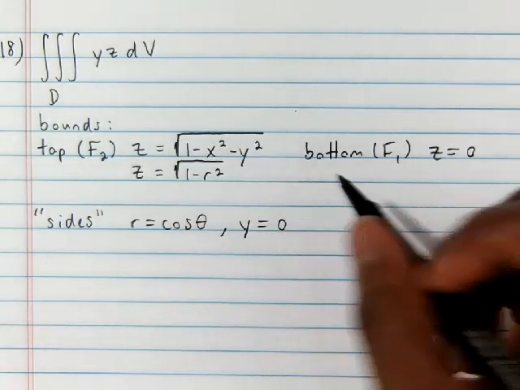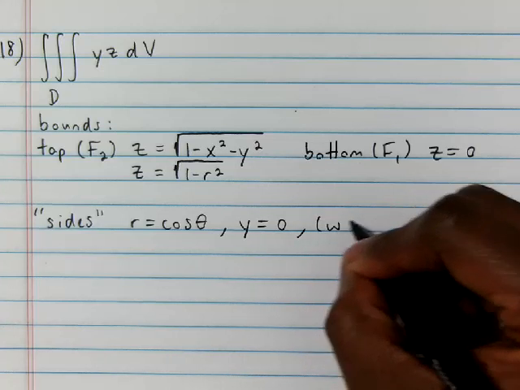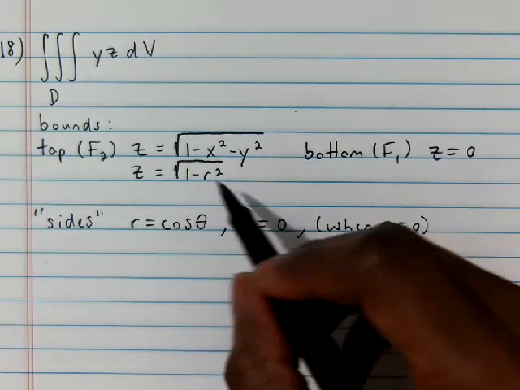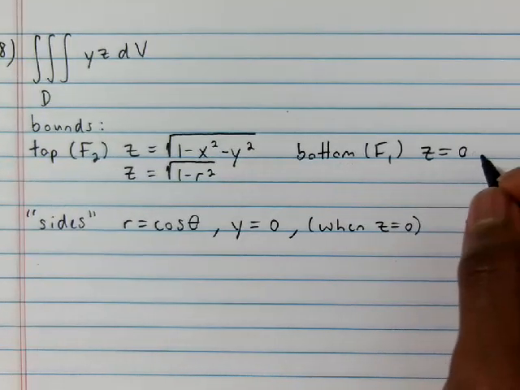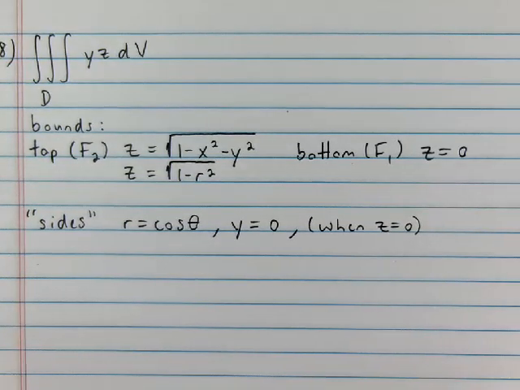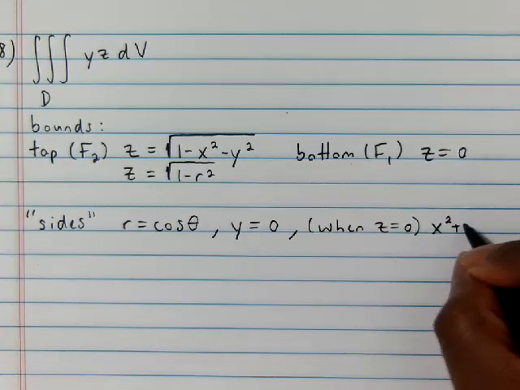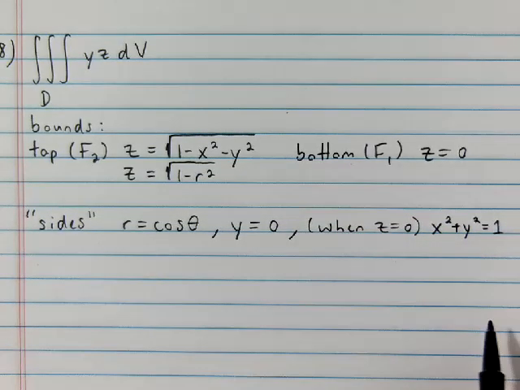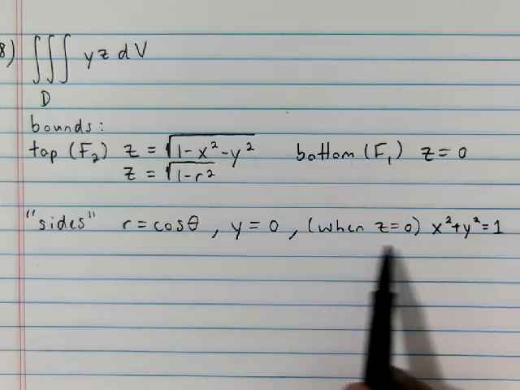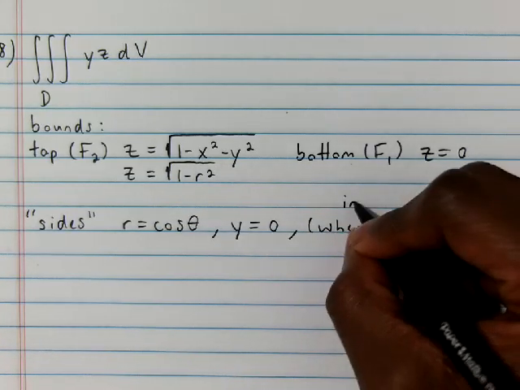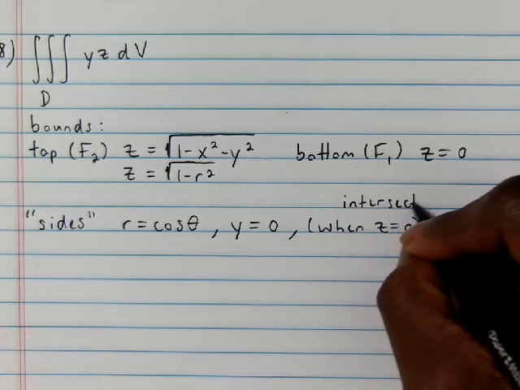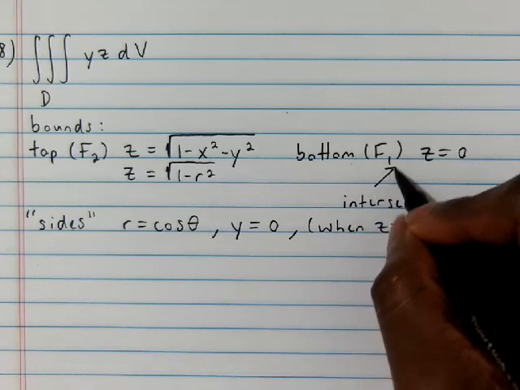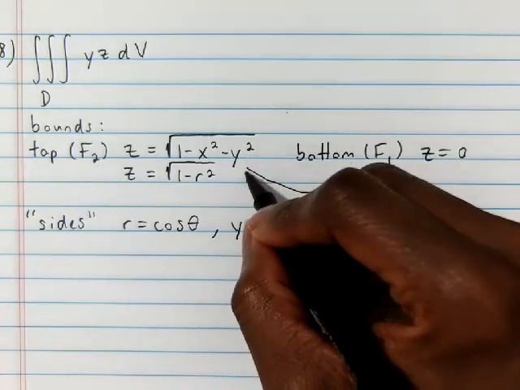But what I'm going to write this as is when z equals 0, we'll look at the xy plane, since we're in the first octant. So we take z equals 0 and put it in here, and we're going to get x squared plus y squared equals 1. This is what we've done in the past when we intersect this and this. This is the intersection part right here. So we'll just label that as such: intersection of that with that.